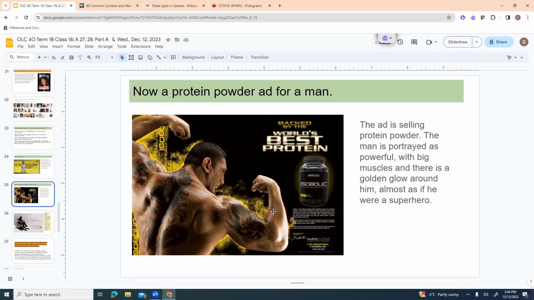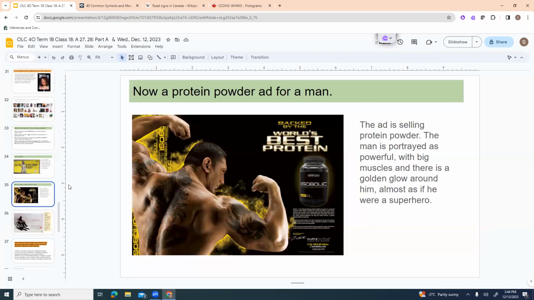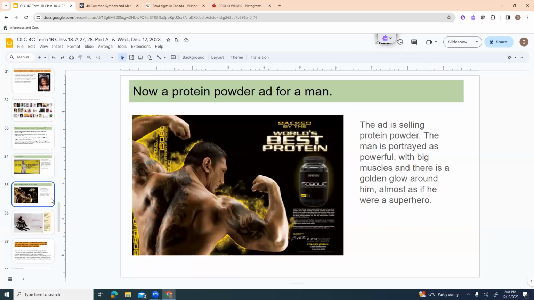So this is obviously geared more towards a male audience than a female audience, because in this one, they're wanting you to picture that you look like him, or in this one, they're wanting you to picture that you look like her. Like, this product will give you this type of body. In both cases, people would have to do a lot of working out to get these bodies, right? Taking a protein powder isn't magically going to give you this body.